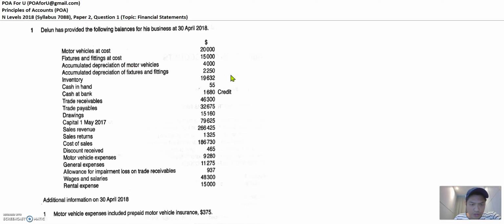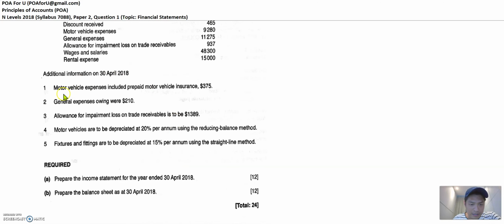So this question typically comes with a trial balance, and then it has some additional information, and you're supposed to have two outputs. One, the income statement, currently known as the statement of financial performance, and the balance sheet, currently known as the statement of financial position. So that's the first impact of the new syllabus.